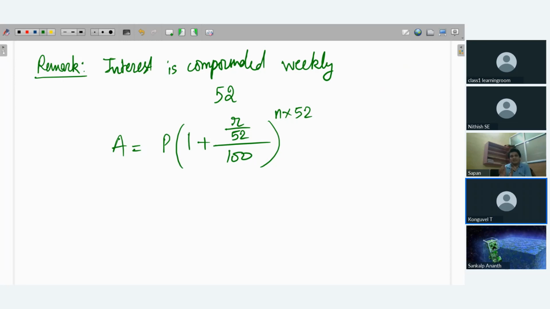I don't feel so. See, 52 weeks into 7 days, it becomes 364, not 365. Now there is this one day left. In that one day, the bank earns more profit. Exactly. So the bank manages that one day in these calculations. Okay. Also, there is another remark.